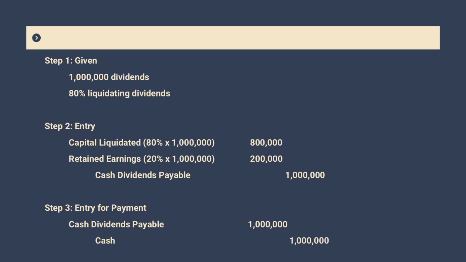Debit retained earnings, 20% times 1 million dividends. We multiply the 1 million to 20% excess because the 80% is liquidating. So the value of retained earnings is 200,000. Credit is cash dividends payable, which is 1 million. Step 3, entry for payment. Debit cash dividends payable, 1 million, and credit cash, 1 million.